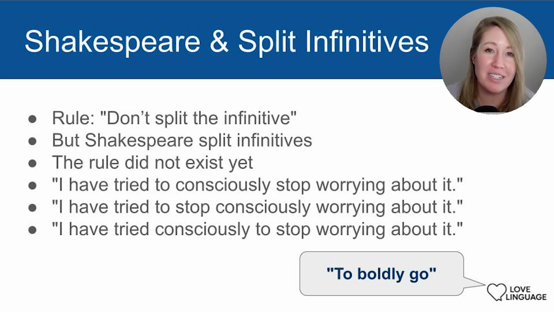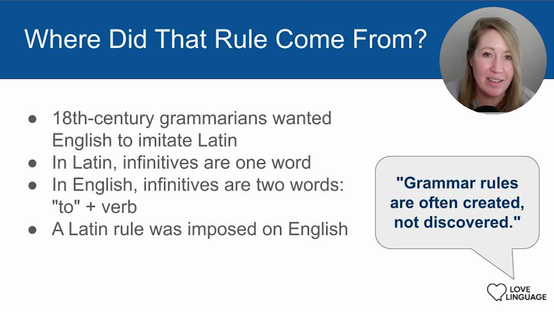So the rule itself was invented somewhere between the 17th and 18th century, I think in the 17th and further enhanced in the 18th, when some grammarians decided that English should be more like Latin. In Latin, the infinitive is a single word, so you literally cannot split it. But in English, the infinitive is composed of two words, the word "to" plus the verb, so you can absolutely put something in between. So what happened is that a rule from Latin got imposed onto English, even though it doesn't fit the language. And again, this reinforces the main point. Grammar rules are not discovered, they are created, often based on the values and preferences of particular groups at particular times.